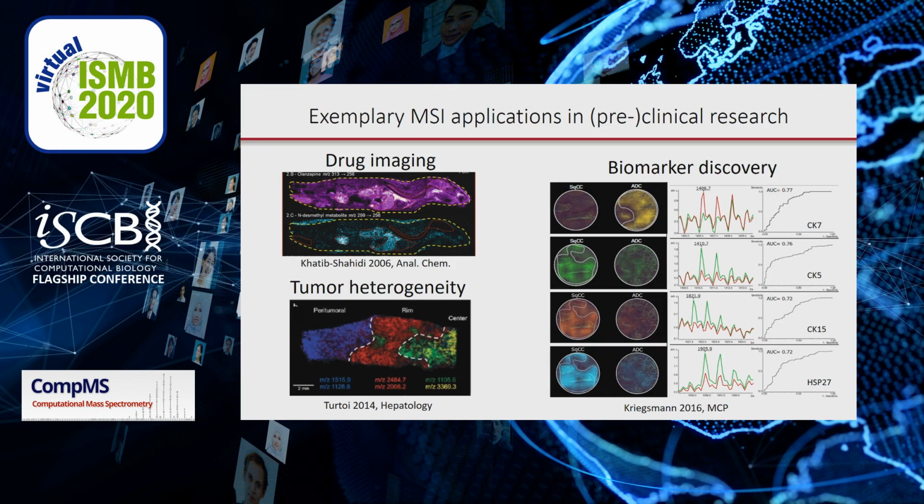Mass spectrometry imaging, short MSI, is able to reveal the distribution of thousands of analytes such as metabolites, lipids, peptides, proteins and drugs. Therefore, MSI is used in different research areas, including preclinical and clinical research.